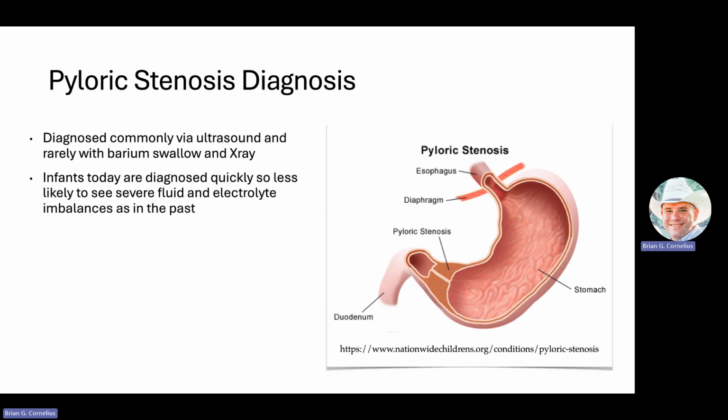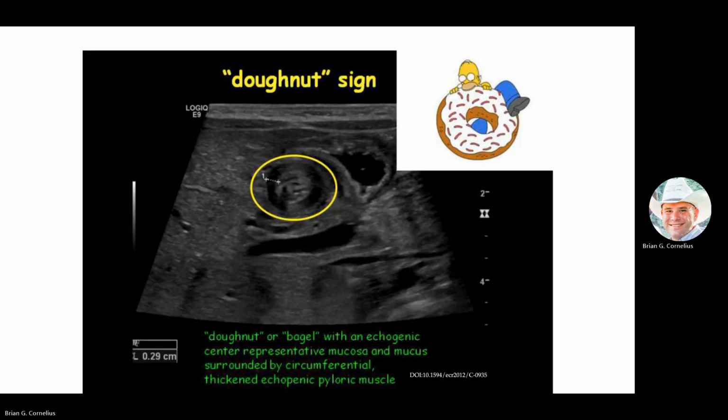Oftentimes now it's diagnosed so quickly that it doesn't get to the point of them having these severe electrolyte abnormalities. But if you happen to be in an outlying facility or maybe an out of hospital birth, it may not be recognized quite as quickly. And this little donut sign is just that thickened pylorus. They call it the donut sign because you've got this thick olive in the middle of that air-filled space.